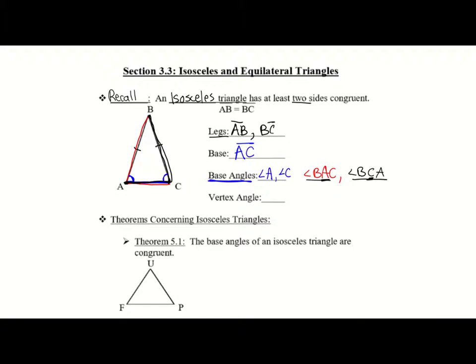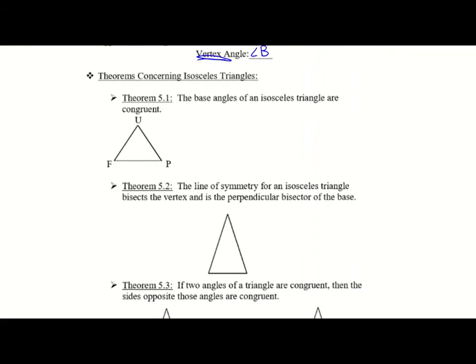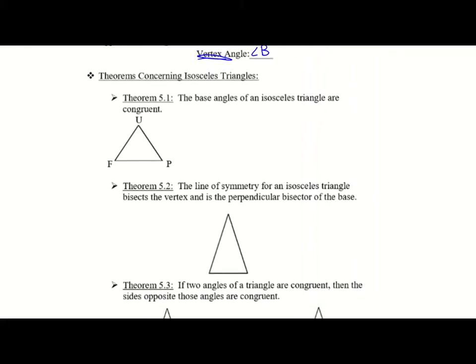and BAC, our A is in the middle, and that's the angle we're talking about. Okay, and then we also have our vertex angle, which is the angle where our two legs meet. So we have angle B. Okay, so those are some definitions when it comes to isosceles triangles. Now we're going to look at some theorems and things we have to remember when we're dealing with isosceles triangles.